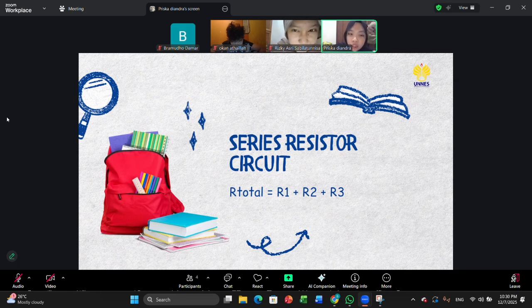For resistors in a series circuit, calculating the total value is simple. We just add all the values together. The formula is R total equals R1 plus R2 plus R3 and so on. In a series circuit, the current flowing through each resistor is the same.